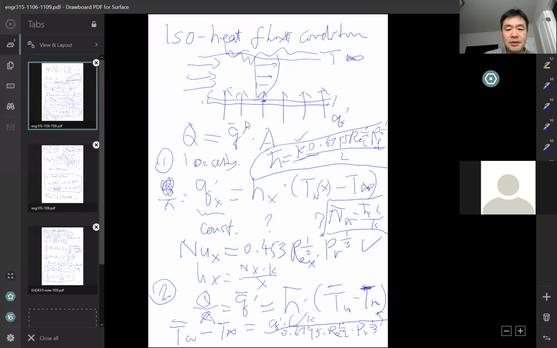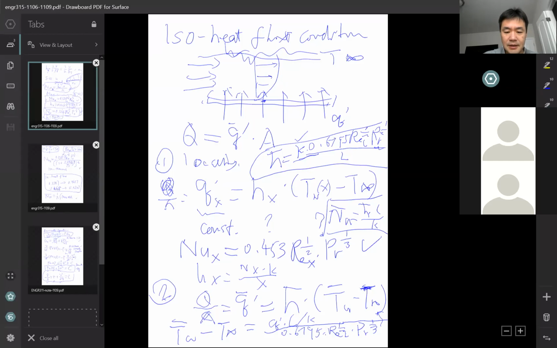So last time we actually talked about the iso heat flux condition, right? Iso heat flux. So there's a constant heat flux going through the surface to the wall or to the fluid. Let me keep the waiting room up.